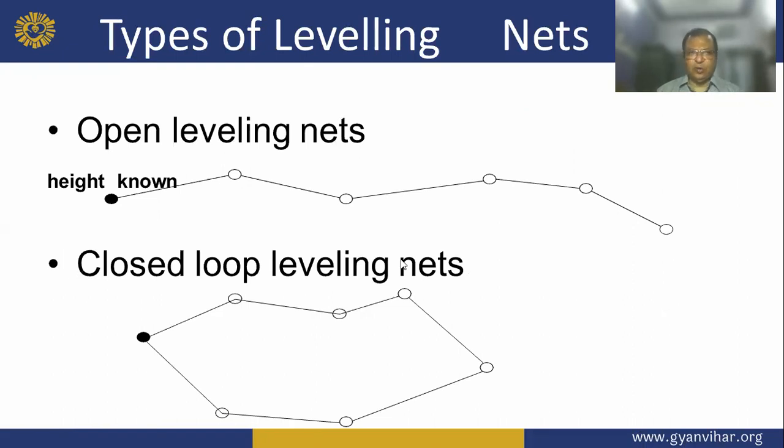This is an open leveling net, or this is a closed leveling net. Suppose you want to survey a farmer's field, it means you will keep it closed. If you are doing a survey of a road or railway line, it will be open. Correct?